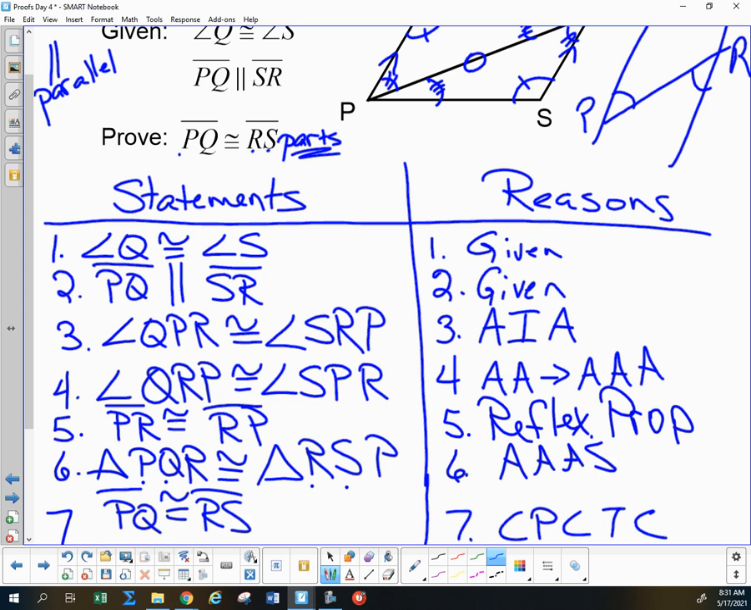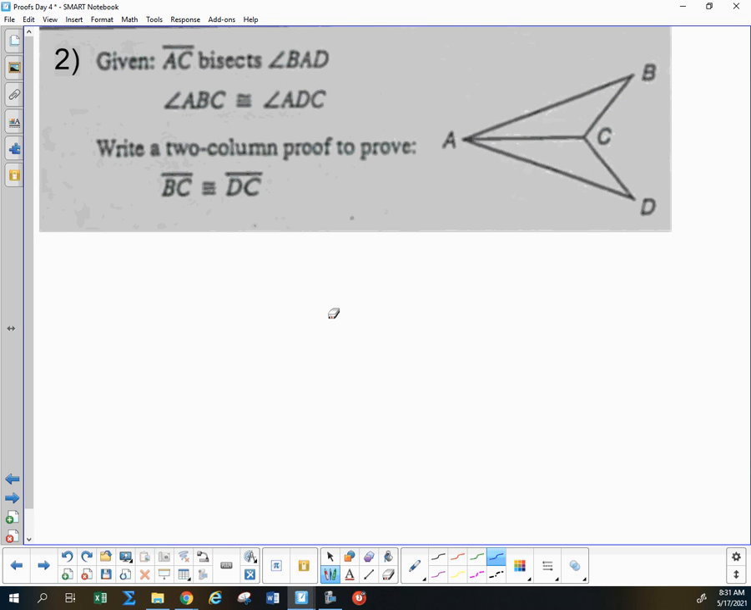Questions from anybody on that one? Okay, turn over on the back of your notes page. And you've already got this picture and everything written down. So we're going to jump into our proof here. Statements. Reasons. On homework, you'd have to take a moment to draw the picture.